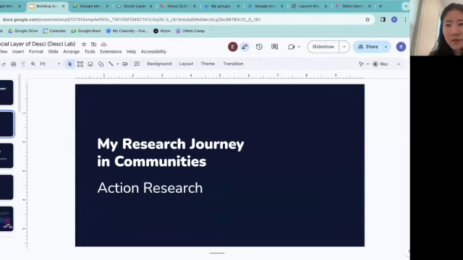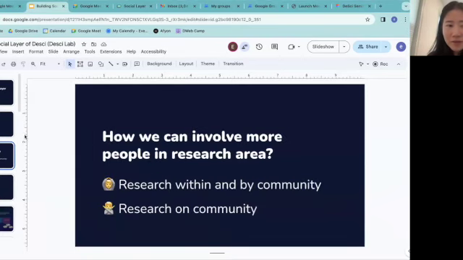Because I'm an action researcher, my research journey is always happening in communities. At first I researched a community garden, so I needed to talk to many people in the community, and they always helped me with my data and gave some very interesting insights. So I found that maybe there's a way we could involve many people to do the research. I think this kind of civic science, and design also, have this vision: how can we involve more people in the research area rather than researching our own community? We could research within and by the community.